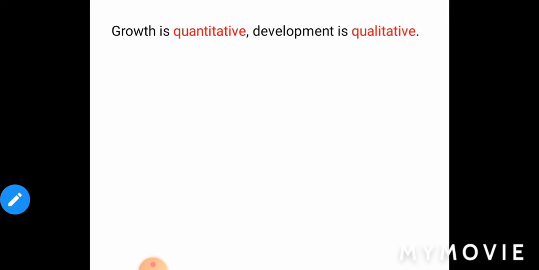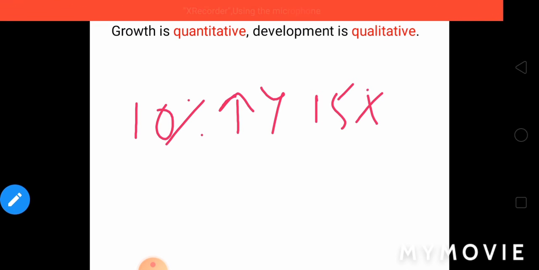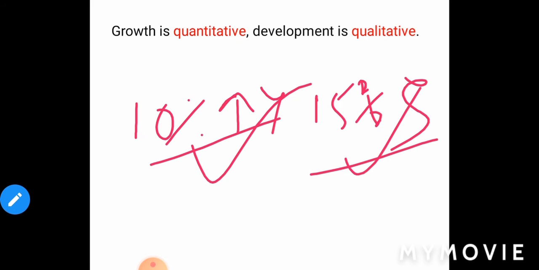So economic growth is quantitative in the sense that we can measure economic growth numerically. We can say 10% increase in the level of income. If we say a 15% increase in the level of saving, then this means that economic growth is measurable and hence it is quantitative. But development cannot be measured. It is a qualitative concept.